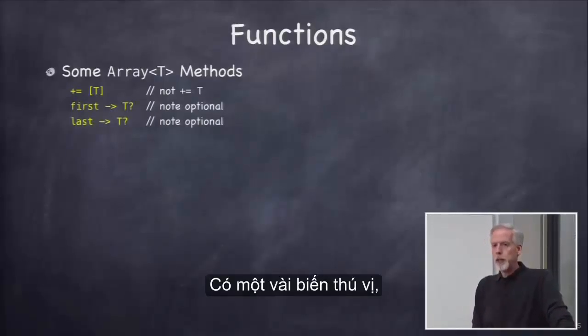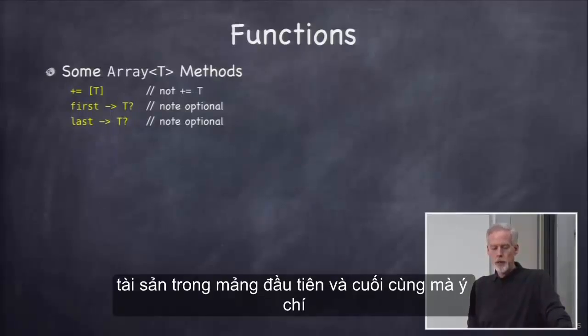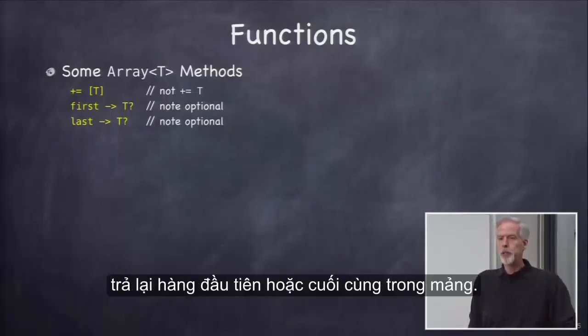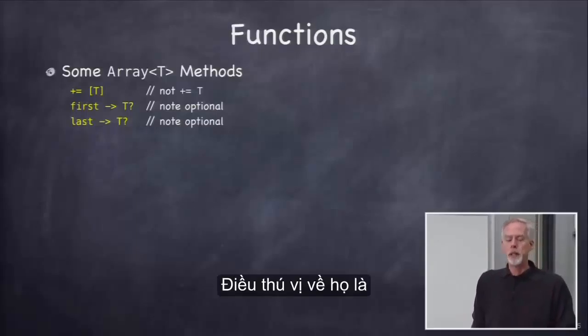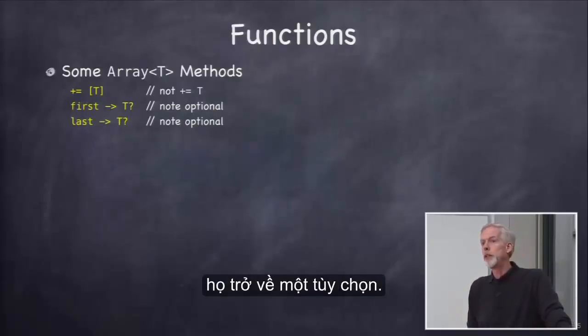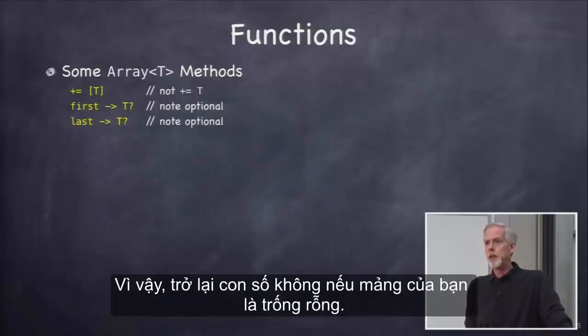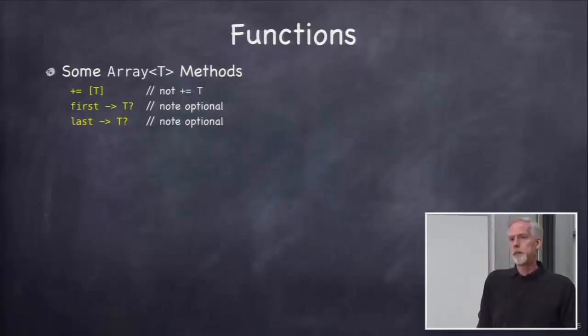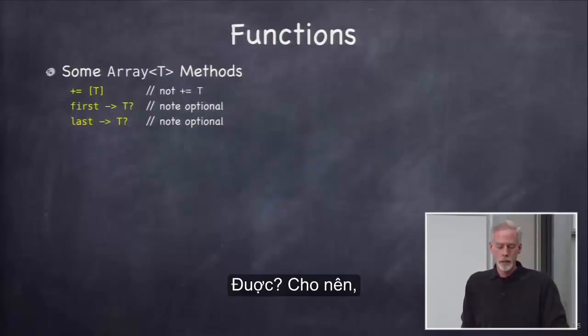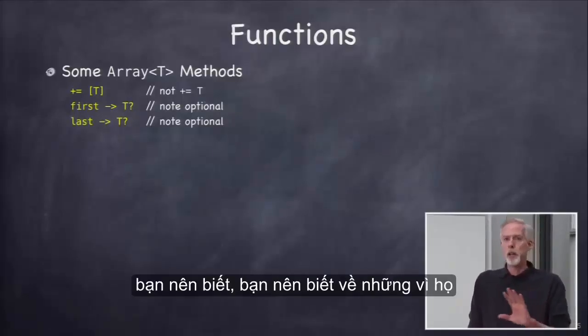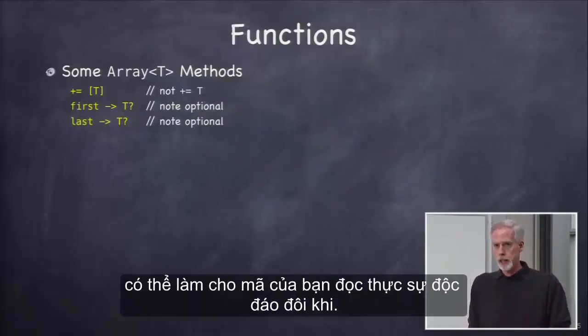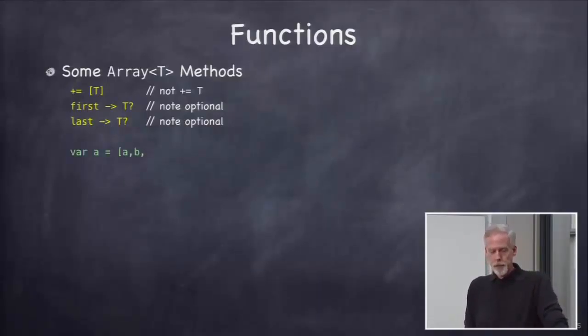There's a couple of interesting variables, properties in array, first and last, that will return the first or last item in the array. What's interesting about them is that they return an optional. So they don't do array index out of bounds. So they'll return nil if your array is empty. Okay, so you should know about these because they can make your code read really nicely sometimes.